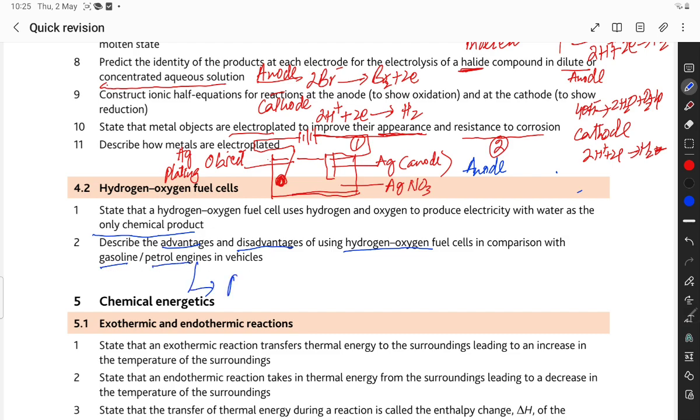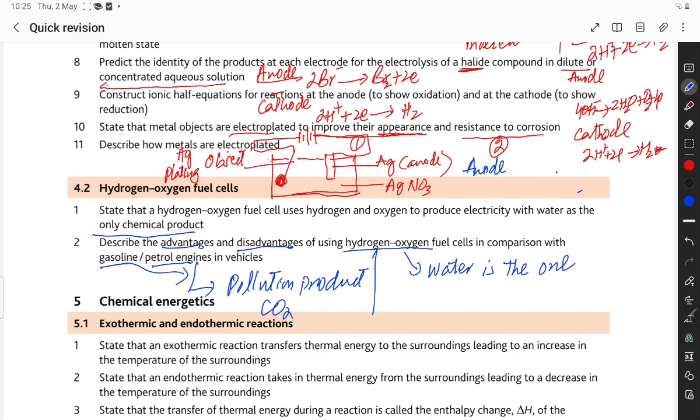In a petrol engine, pollution products like carbon dioxide are formed, and from gasoline as well. But in the case of a hydrogen oxygen fuel cell, water is the only waste product, the only product which does not cause pollution.